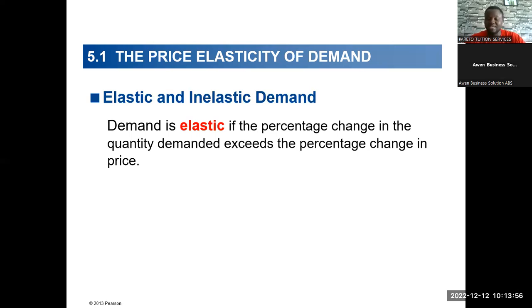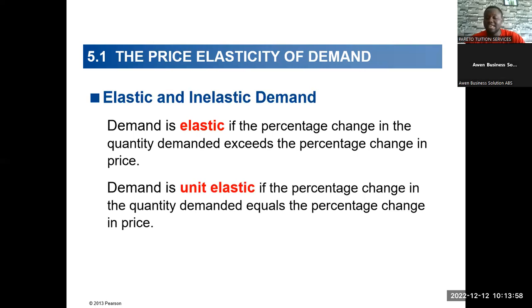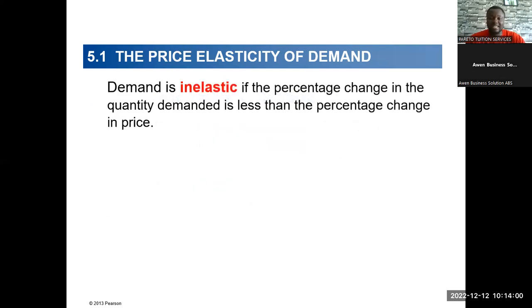And then the vice versa is for inelastic. For inelastic, it means that the percentage change in the price will be more than the percentage change in quantity. In other words, the percentage change in quantity will be less than the percentage change in price. That's where we have inelastic. So consumers are not very responsive.